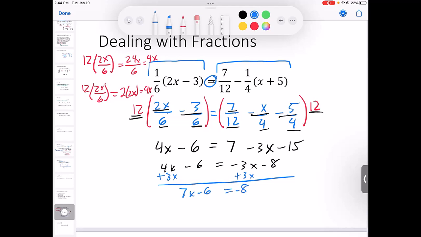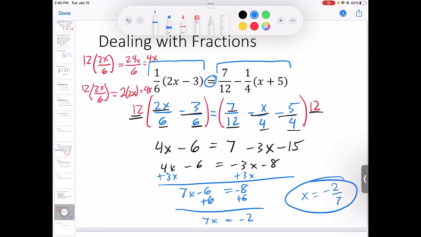And then from here, I just undo order of operations. So if I knew what x was, I would multiply by 7 and subtract 6. So to undo that, I work backwards and add 6 to both sides, which gives me 7x equals negative 2. And then I ran out of room, but if I divide both sides by 7, I'm going to get x equals negative 2/7 as my answer. And that would be my solution for this equation. And if I took that fraction and plugged it back into the original equation, it should make the original equation true.